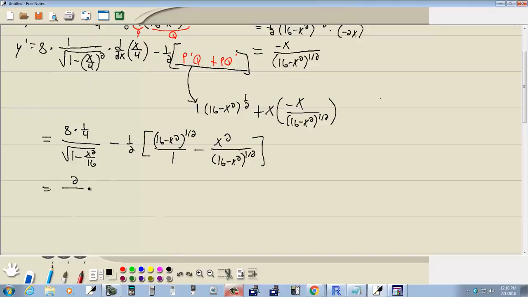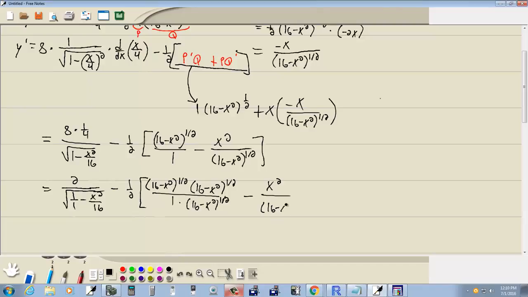8 times 1/4 is 2. And the 1 I can rewrite as 1 over 1 minus x squared over 16, minus 1/2. We want a common denominator. And since this denominator is 1, our common denominator has to be the other one. So we're going to multiply top and bottom by that. So I got 16 minus x squared to the 1/2 times 16 minus x squared to the 1/2 over 1 times 16 minus x squared to the 1/2, minus x squared over 16 minus x squared to the 1/2.